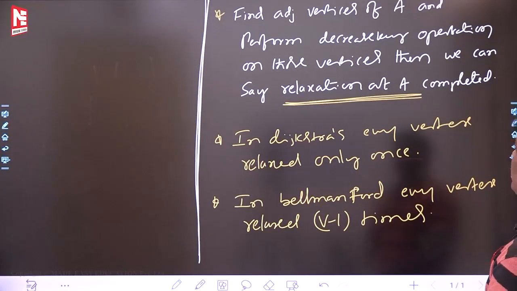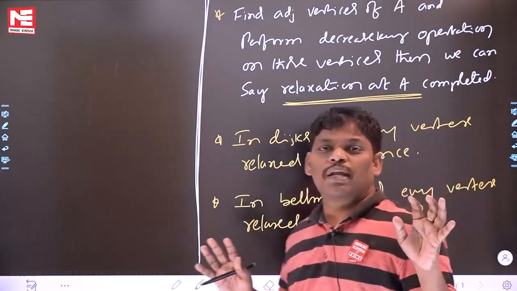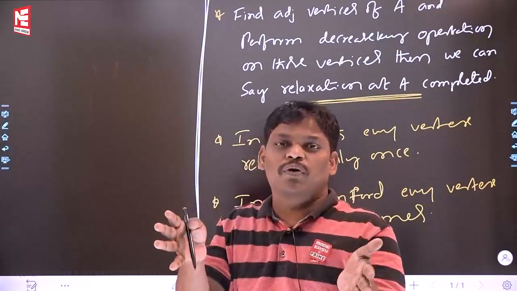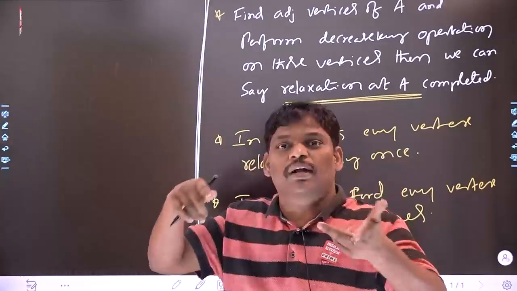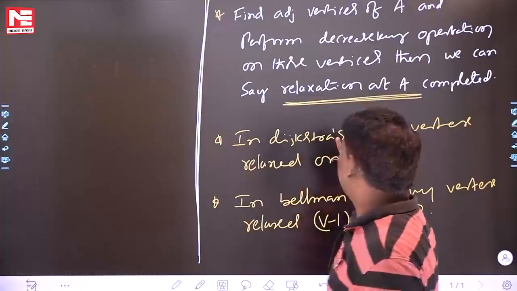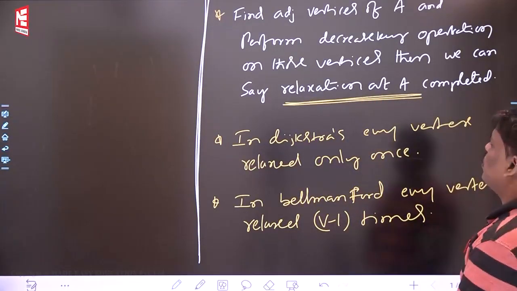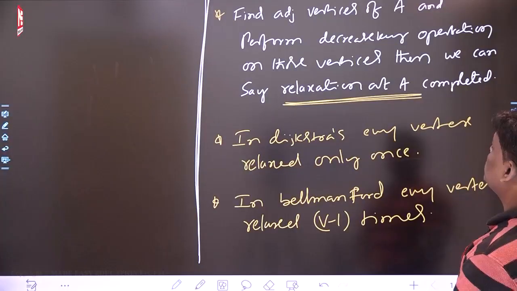So I'm reading all of them, right? See, for the Bellman-Ford algorithm, I want to explain Bellman-Ford. I remember that to explain the Bellman-Ford algorithm, these points are required. I have written them on the board also. Can you see the first point? Find adjacent, see this one.